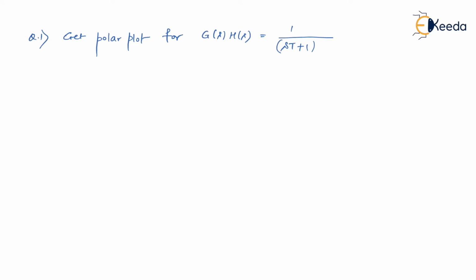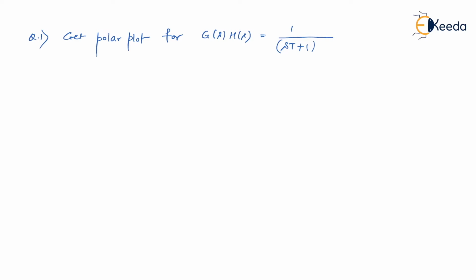So assume that the given G(s)H(s) is 1 upon sT plus 1, for which you have to get the polar plot. Henceforth, the question statement will be similar, that you have to get the polar plot. Only this G(s)H(s) will keep on changing. So every time, I'm not going to write that statement. I'll directly give G(s)H(s) and I'll start plotting it.